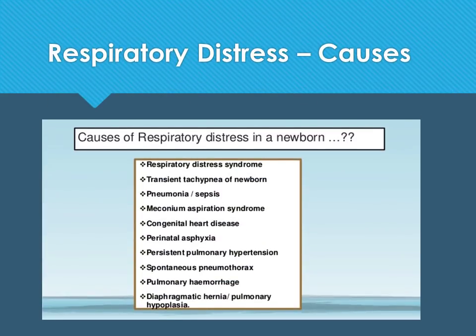What are some causes of respiratory distress in the newborn? We'll be talking about respiratory distress syndrome, transient tachypnea of the newborn, meconium aspiration syndrome. I have already spoken to you about congenital heart disease and pneumonia.